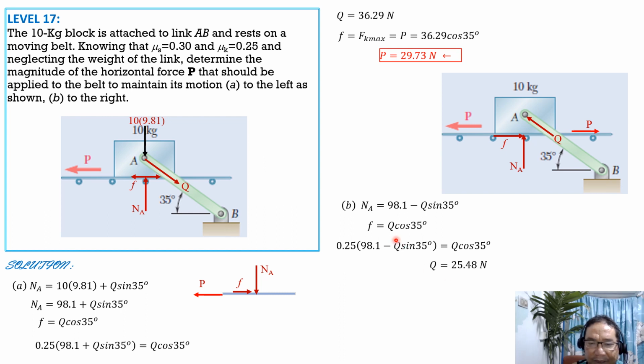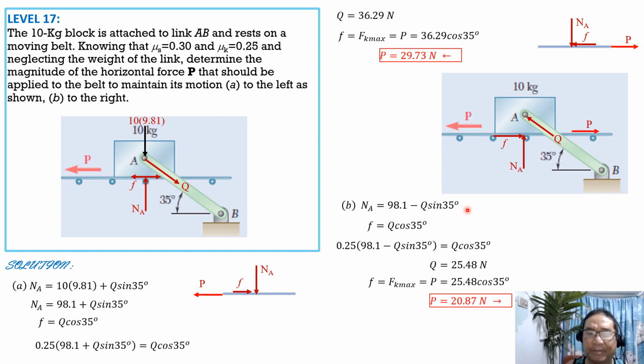Having found Q, we can now solve for F, and F is also equal to P. F is F max kinetic, and it is Q cosine 35. So this is the free body diagram, so that's why P is equal to F, and F is equal to Fk max. So F equals Fk max equals P equals 25.48 cosine of 35 degrees. So solving for P, P is equal to 20.87 newtons. So that's it for this problem.